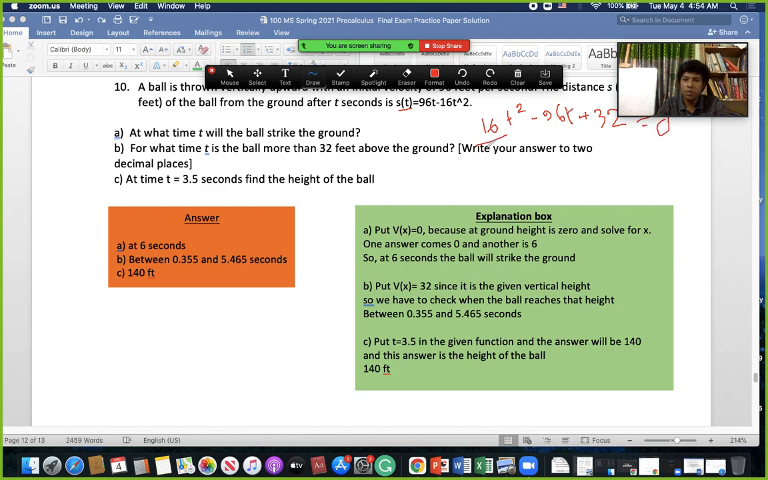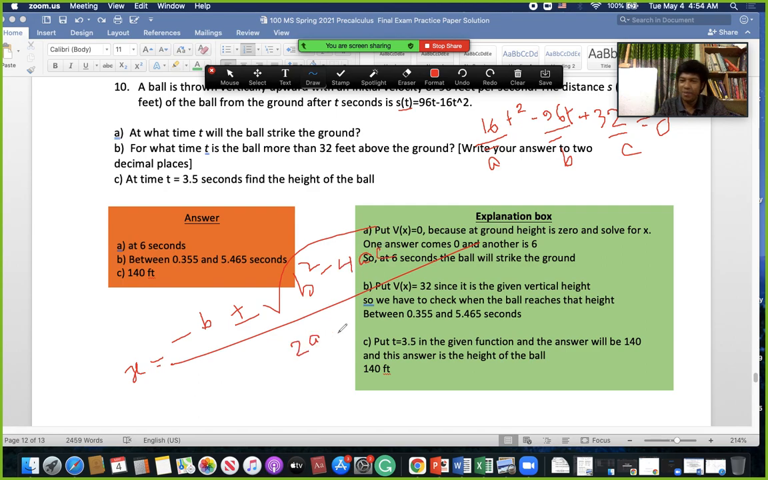Then your a equals 16, b equals minus 96, and c equals 32. This is a, this is b, this is c. Then you use the formula x equals minus b plus minus square root of b squared minus 4ac, divided by 2a. You just put the a, b, c values here, and then you will get the 2 solutions from this and this. Do the calculation and you will definitely get the solution.